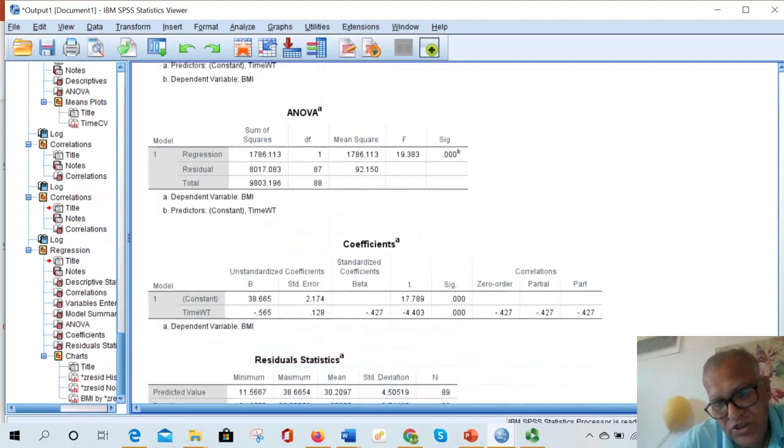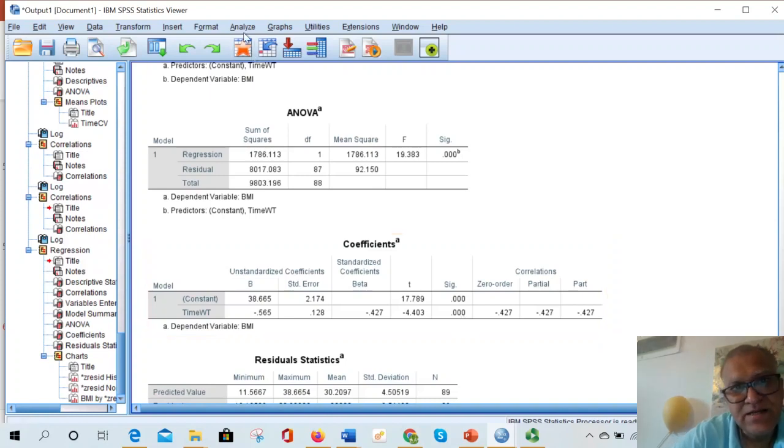And we are looking at this coefficient, time on the weighing machine. This coefficient's significance is 0.00, you see. So yes, there is an effect of time spent on the weighing machine on the body mass index of the persons, but that is in fact negative 0.565.